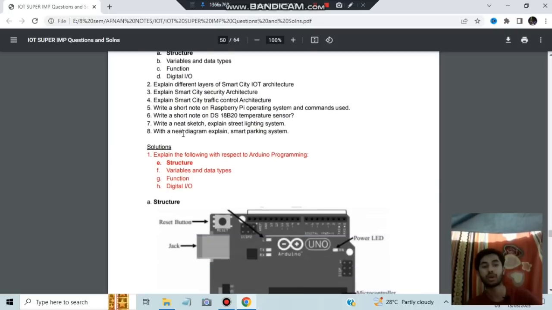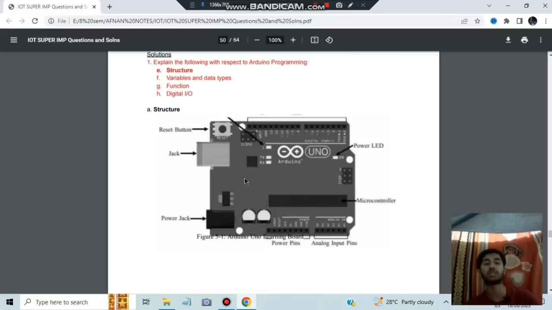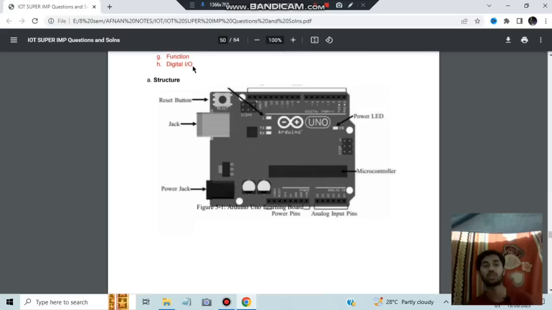What is Arduino? Arduino is a board which you can use to perform tasks related to IoT, with the computer. Like sensing things and doing some actions. So the structure has different components: power LED, microcontroller, analog input pins, power pins, power jack, and reset button. This is if they ask you about the architecture, but structure actually means the structure in the programming.